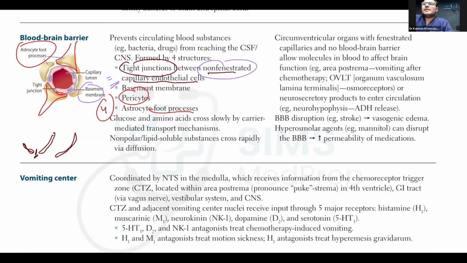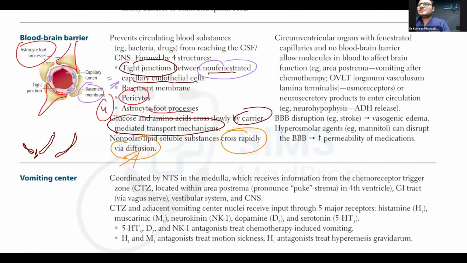The brain captures this glucose by a specific method, which is the carrier-mediated transport mechanism. So remember, carrier-mediated transport is a concept. Amino acids, the building blocks of proteins, are also carried by carrier-mediated transport mechanisms. Is that clear? And next, non-polar or lipid-soluble substances easily cross via diffusion. Non-polar lipid-soluble substances can cross rapidly via diffusion.